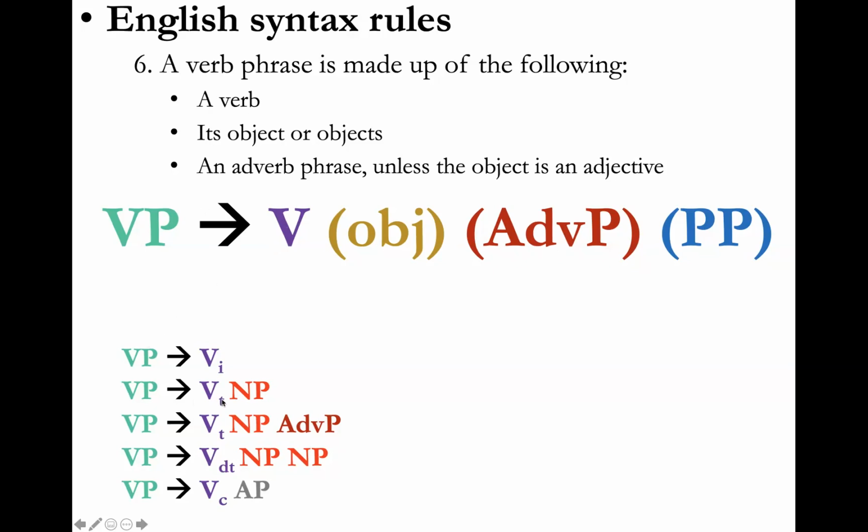Transitive verbs require a noun phrase as their object, which you already know. So V sub T and NP, that's a way to get a verb phrase. You can add an adverb phrase if you want. That's optional. I just added that there to make it clear. You could also put an adverb phrase here. You could put an adverb phrase here, and that would be fine. You could put one here, and that would be fine, right? It doesn't matter. It's optional. You can go anywhere. A ditransitive verb, you need two noun phrases. And then for a copular verb, you need to have an adjective or adjective phrase as your object.